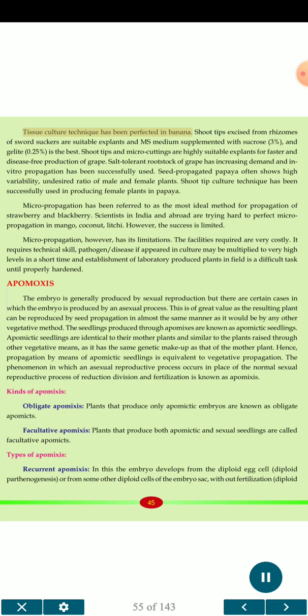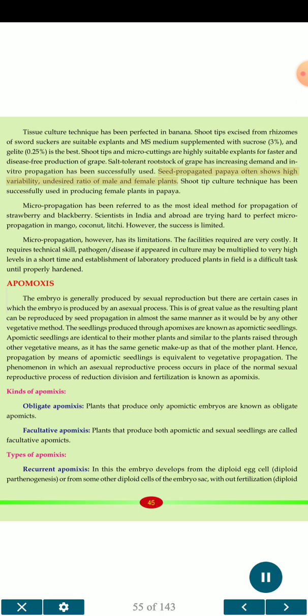Tissue culture technique has been perfected in banana. Shoot tips excised from rhizomes of sword suckers are suitable explants, and MS medium supplemented with sucrose 3% and gelrite 0.25% is the best. Shoot tips and microcuttings are highly suitable explants for faster and disease-free production of grape. Salt-tolerant rootstock of grape has increasing demand and in vitro propagation has been successfully used.